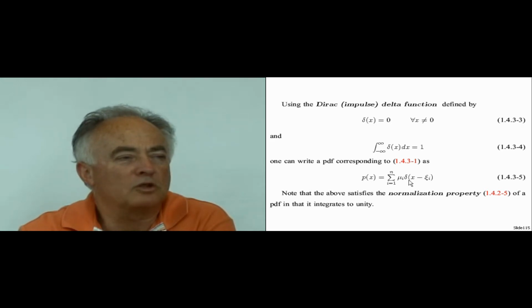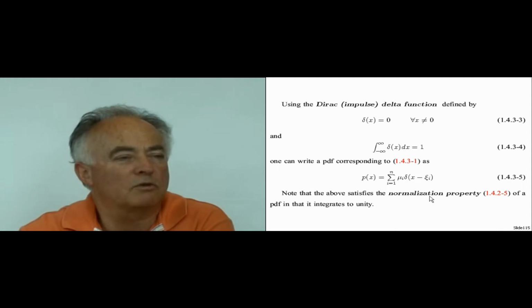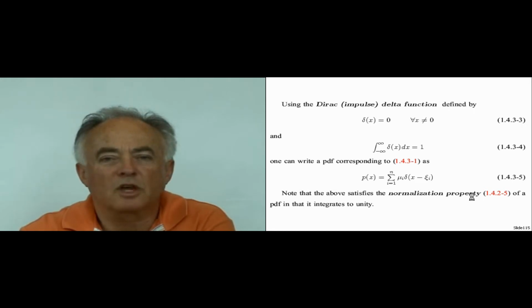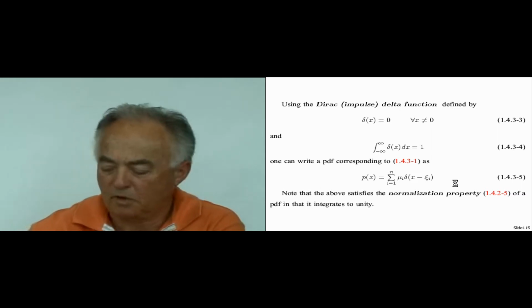Clearly, because each delta function integrates to unity, the integral of this entire sum is just the sum of mu i, therefore it is unity, so we have the normalization property satisfied in this case for the PDF, which really represents a PMF in our case.